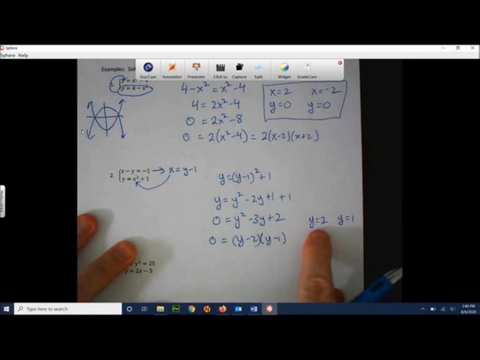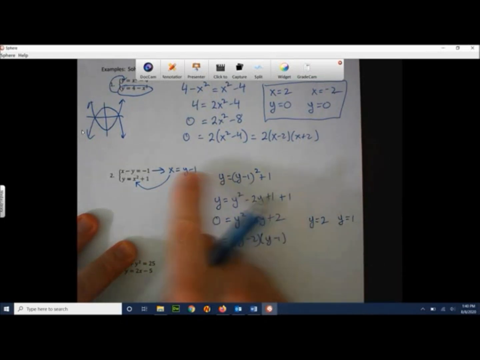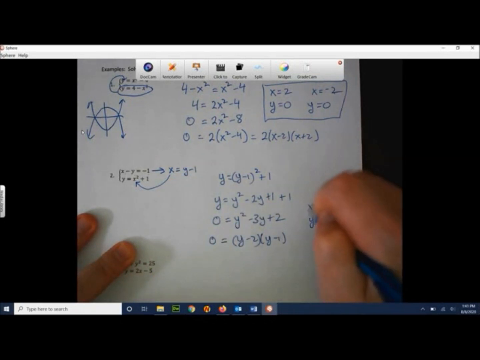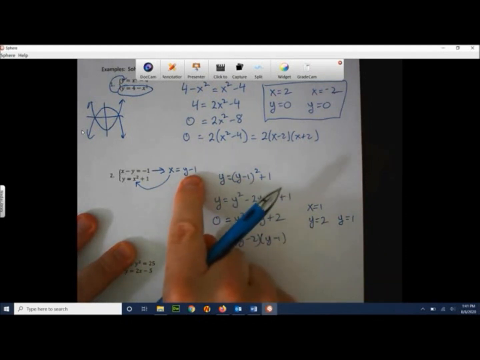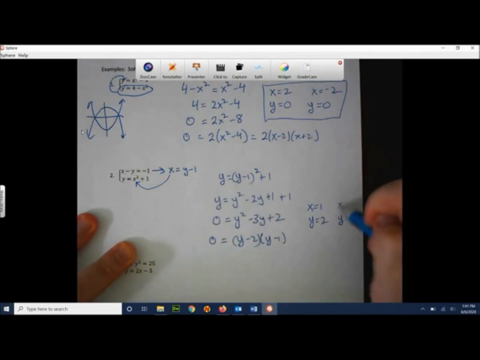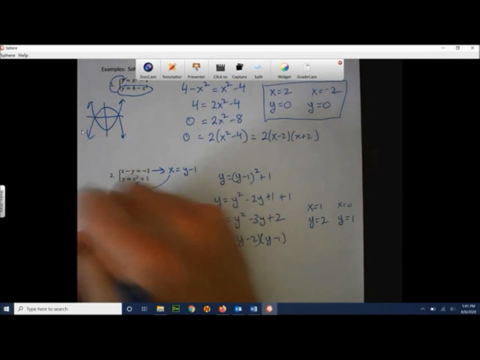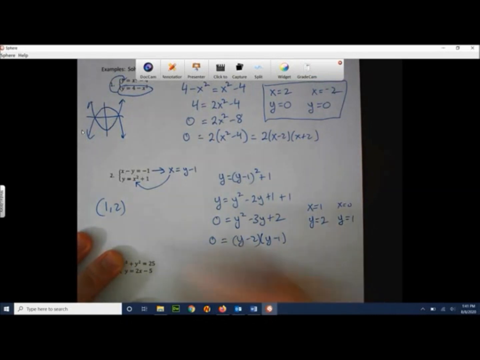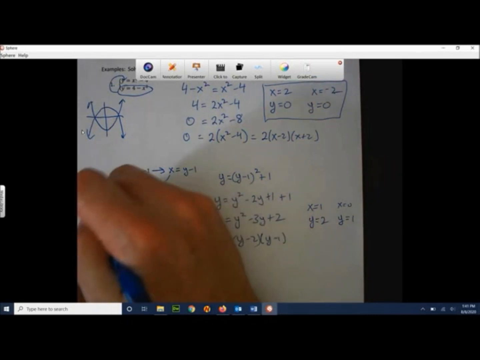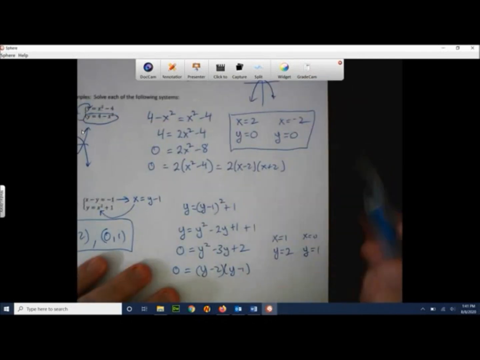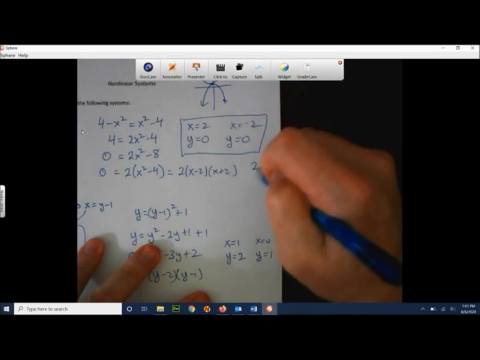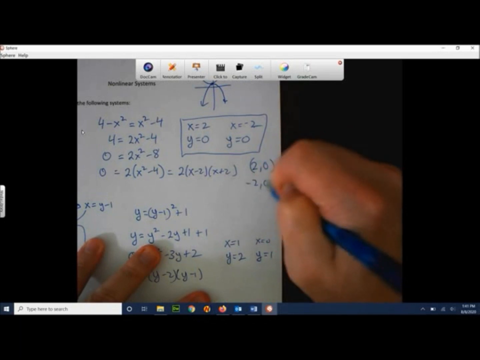And I can plug into either equation. I'm going to pick this one because it certainly looks easier to me. When I plug y in here, I get 2 minus 1, so x is 1. I like to put the x's on top. And when I plug 1 in here, I get x is 0. So I should probably be writing my answers as ordered pairs. So one answer is 1, 2, and one answer is 0, 1. I probably should have done that back up here too, so I will. One answer is 2, 0, and the other is negative 2, 0.